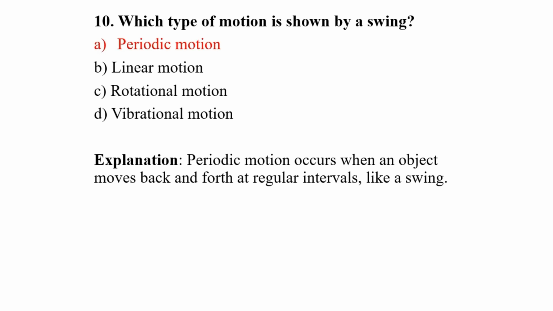The answer will be periodic motion. Periodic motion occurs when an object moves back and forth at regular intervals, like a swing.